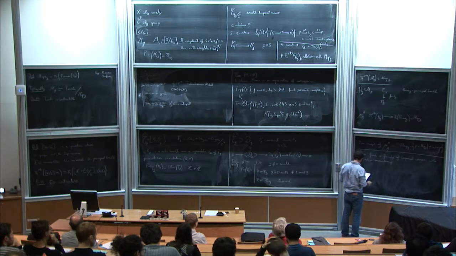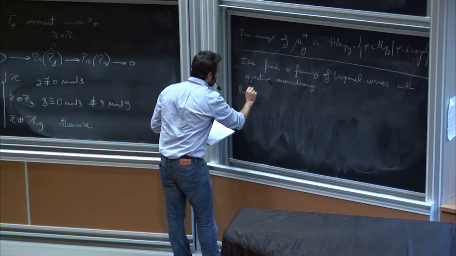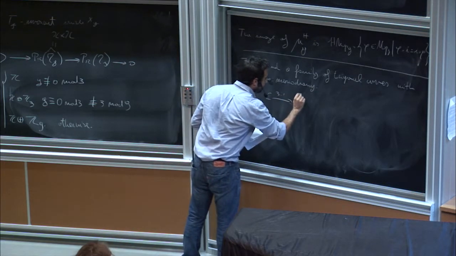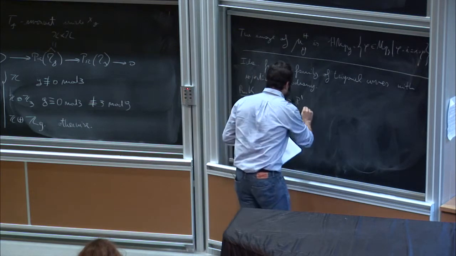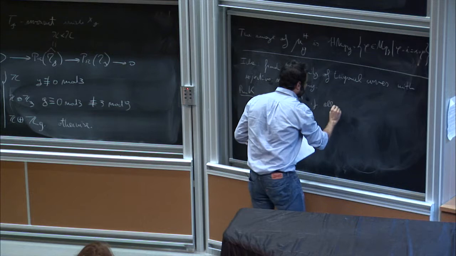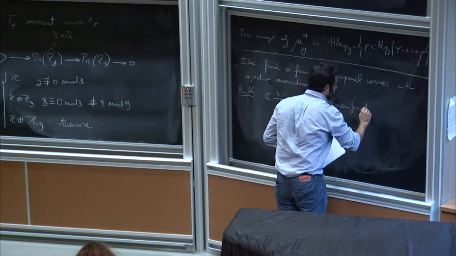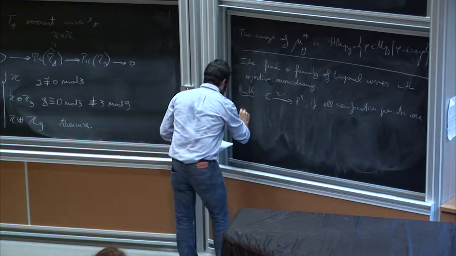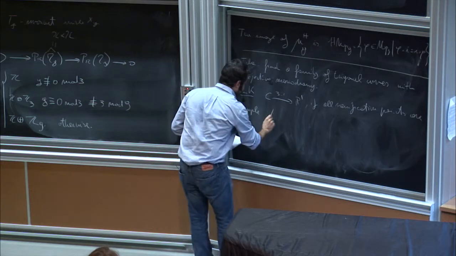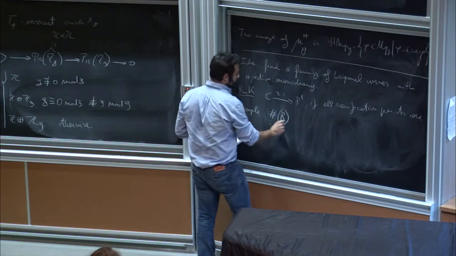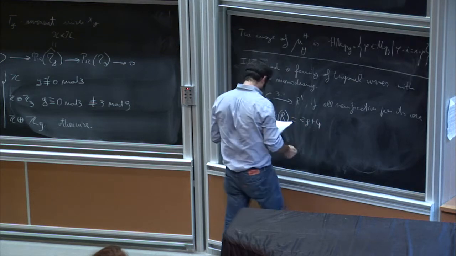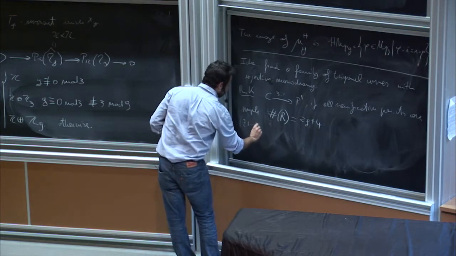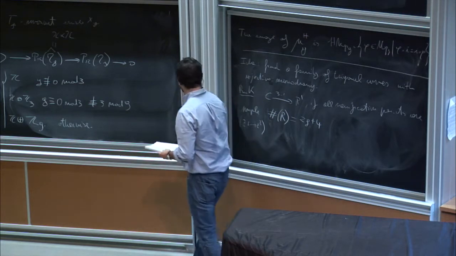Okay, so I will start with a very fast remark. If C is a triple cover of P1, if all ramification points are simple, then the cardinality of the ramification divisor is 2g plus 4. Okay, simple means that locally they are of type z to z squared.